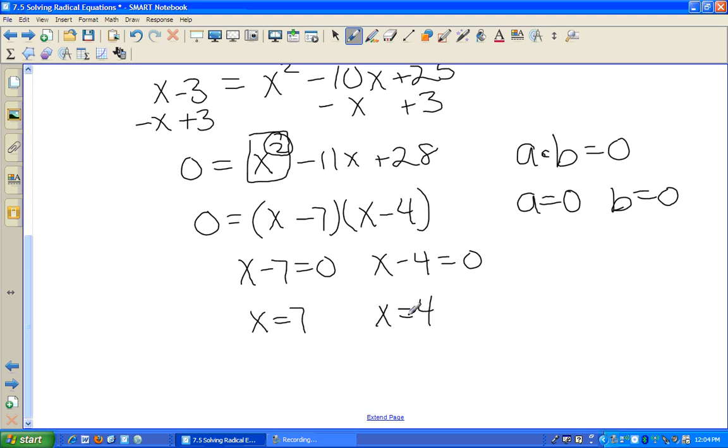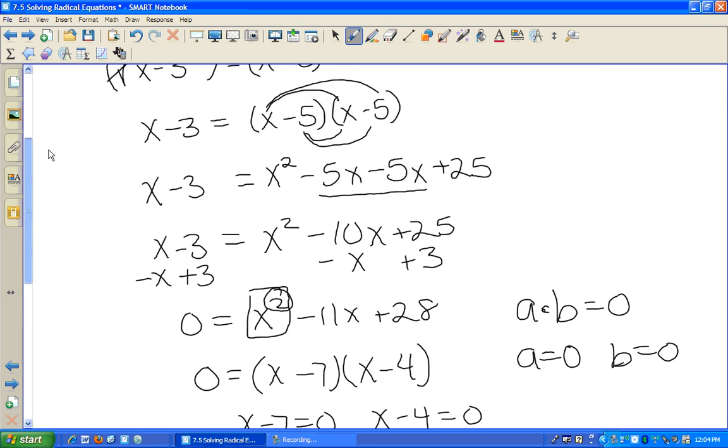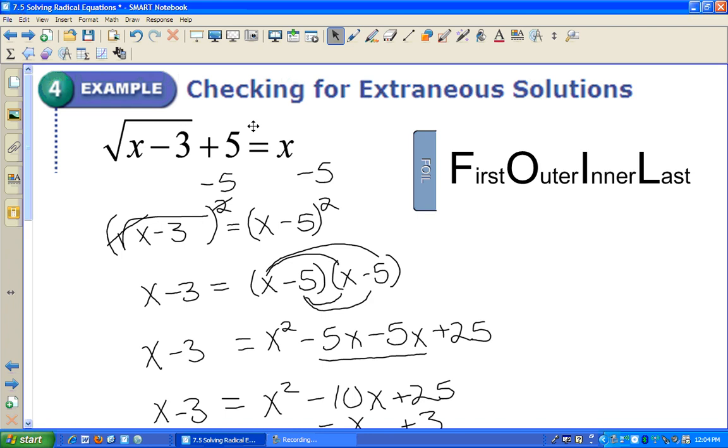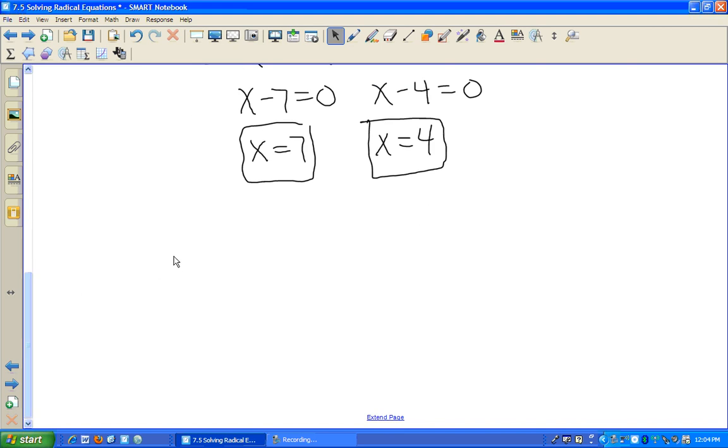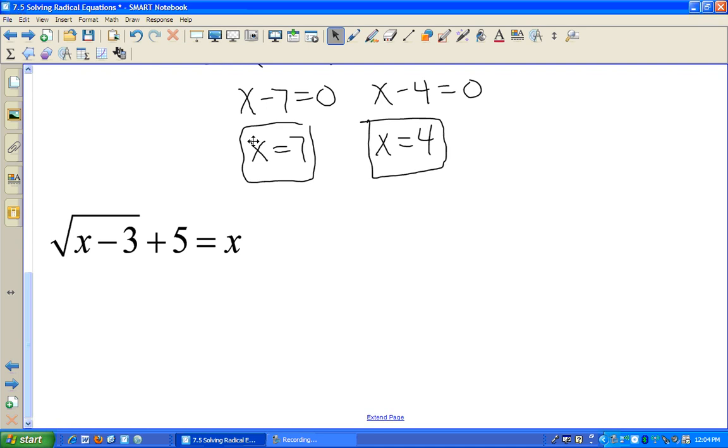And that is how we solve a radical equation. But notice we have to remember the second step. We need to check for extraneous solutions. I have my two solutions derived from the original equation, but now I have to go back up to the original equation and plug these in. So I'm just going to grab this original equation and bring it down just to make it easier. And so now I can take x equals 7 and x equals 4 and plug both of those in.